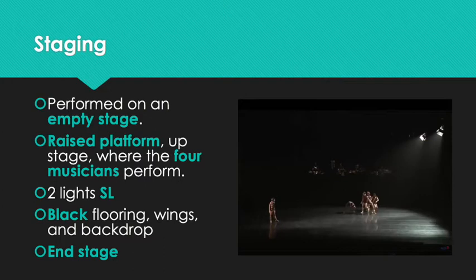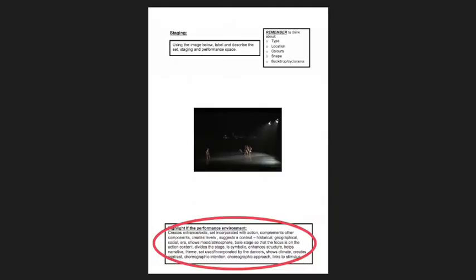Section 3 is performed on an empty stage. There is a raised platform upstage where the 4 musicians perform. There are 2 lights stage left that shine onto the dancers. There is black flooring, wings and backdrop, and it is performed on an end stage. We can also see that there are 5 male dancers and 1 female dancer, which means that there is an uneven ratio of dancers.